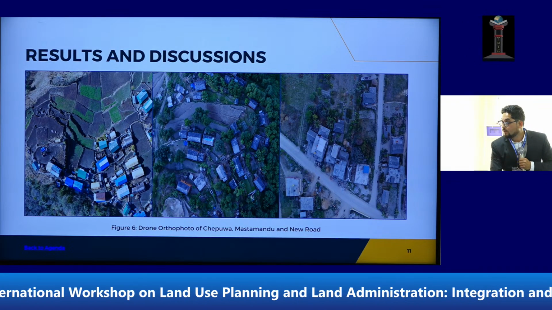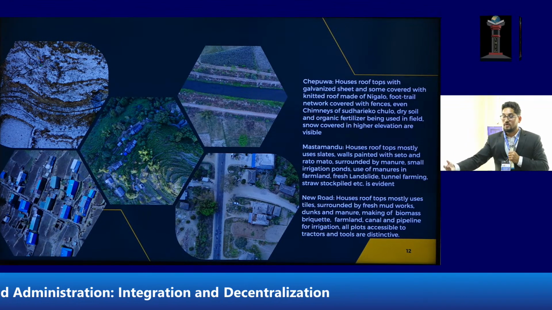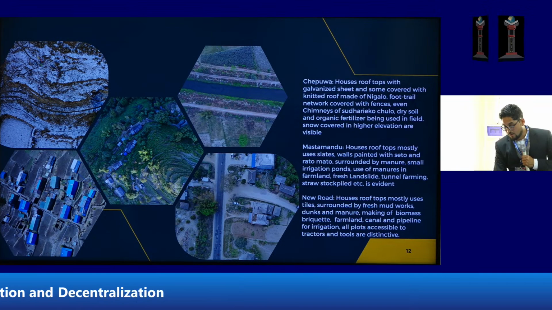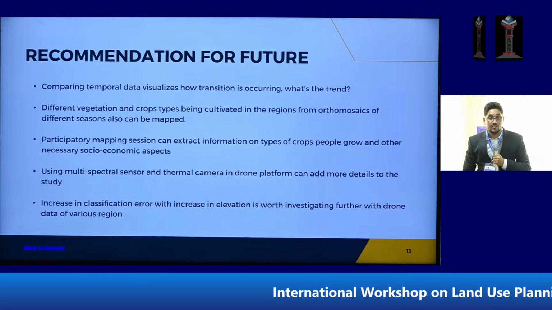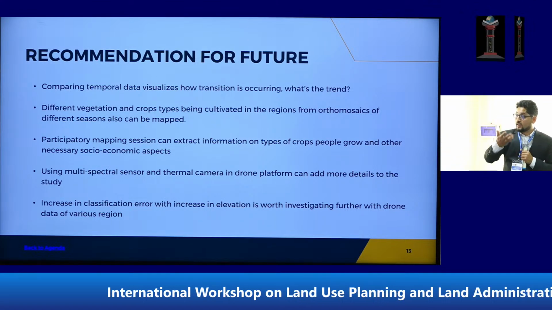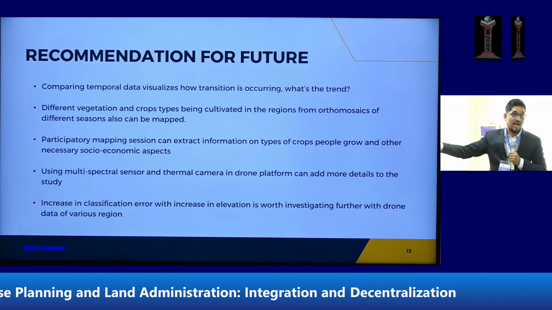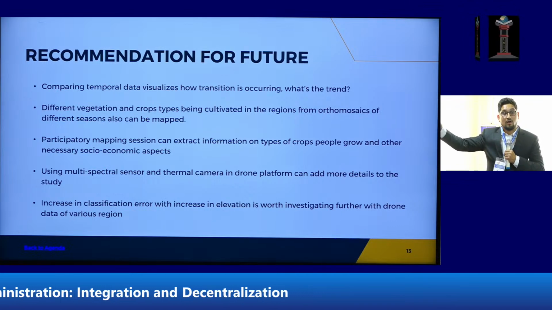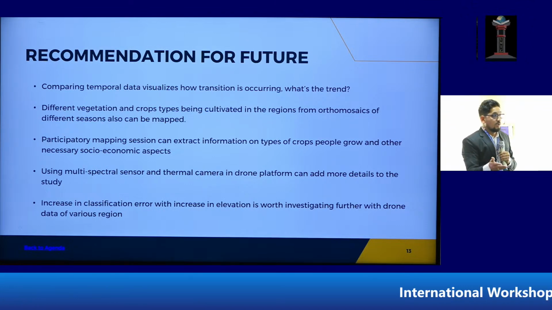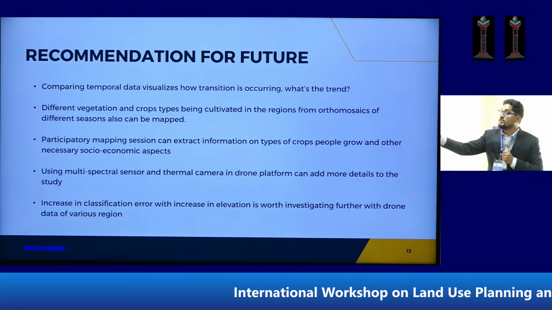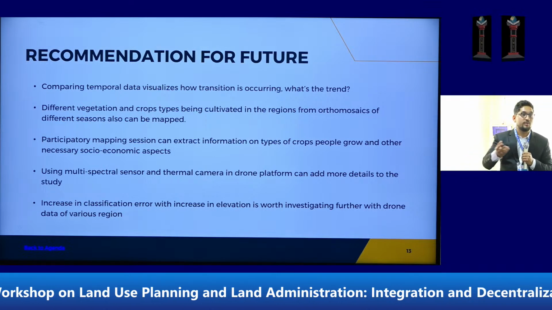So this way, we can analyze the lifestyle and also the landscape of various regions in the mountain, hills, and Tarai, which can be very helpful. These are some of the recommendations that I want to give to research fellows. If you want to do temporal analysis, as you see, I have only considered one point in time of data. So with temporal data, we can visualize how the change is happening. What is the trend, what is the transition, and similarly, different vegetation and crop types can be analyzed if we have other mosaics from different seasons.